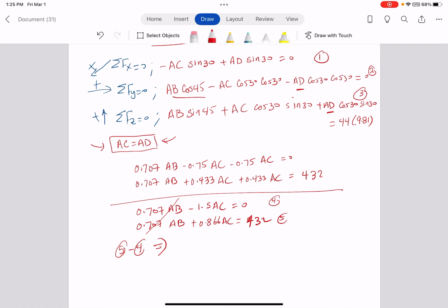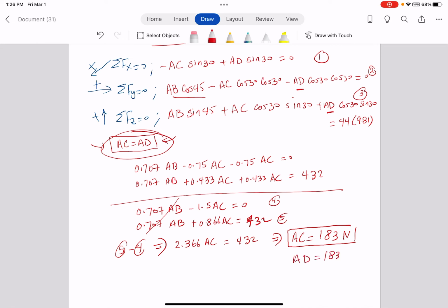Now, 0.866 minus minus, which is plus 1.5. That's going to make it 2.366 AC. 432 minus 0 is 432. So 432 divided by 2.366 will give you AC equal to 183 Newton. Again, we mentioned that AC is equal to AD, so AD is also equal to 183 Newton.